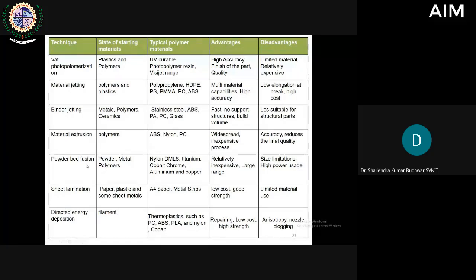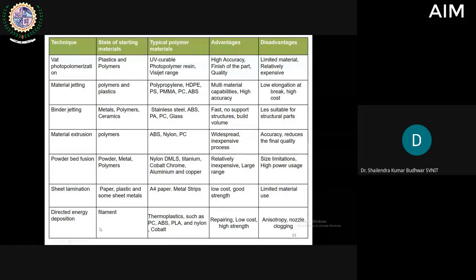For powder bed fusion, powder metal polymers, nylon, DMLS, titanium, cobalt, chrome, aluminum, and copper is relatively inexpensive, large range, but size limitation, high power uses. Sheet lamination technique can deal with only paper, plastic, and sheet metal. It has low cost, good strength, but limited material used.